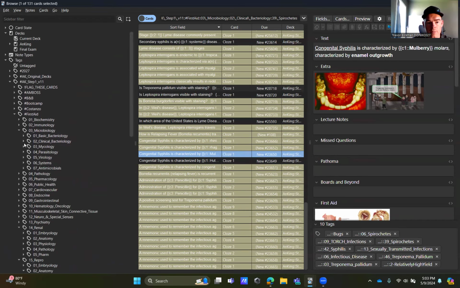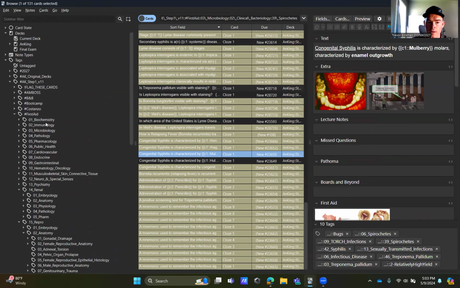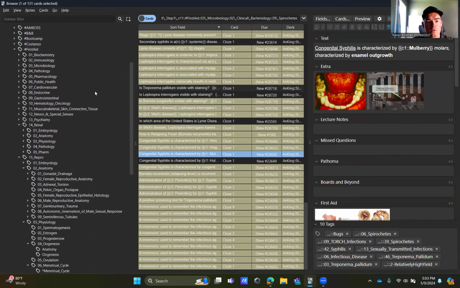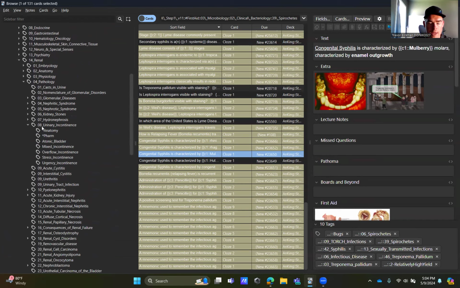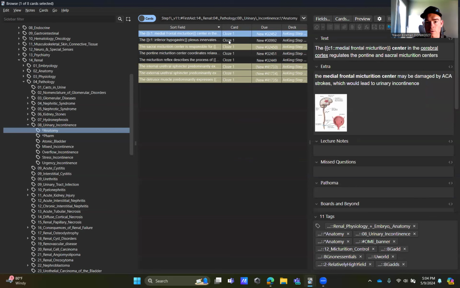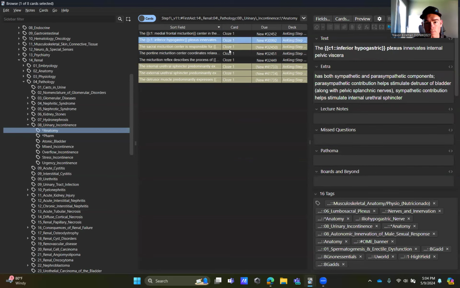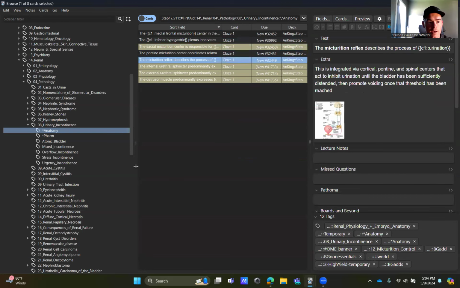So you can come back up, minimize clinical bacteriology, minimize micro. And then we're going to go to renal. And within renal, we're going to go to pathology and urinary incontinence, 8 under here. So renal, pathology, urinary incontinence, number 8. And we're going to go into anatomy. And in anatomy, you want the first 2, skipping 3, grab 4 and 5.